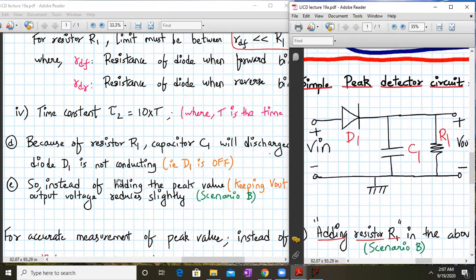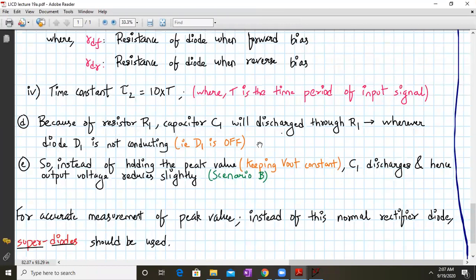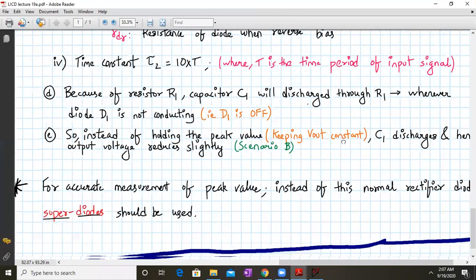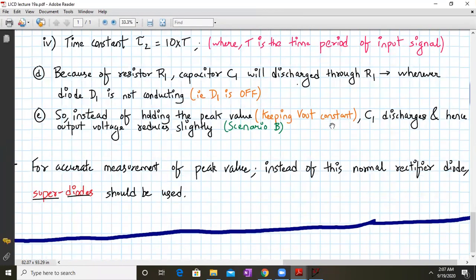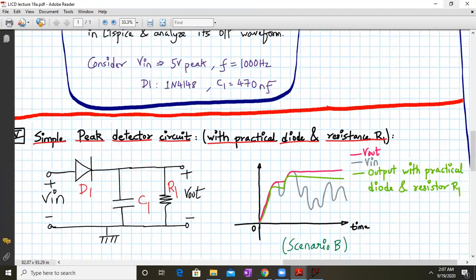So basically, whenever the diode is off, the capacitor C1 will discharge via the R1 resistor. Hence the discharging time constant is given by C1 into R1. Now, for accurate measurement of peak values, instead of this normal rectifier diode, we use a super diode. Now, what is a super diode? A super diode is basically an ideal diode whose cut-in voltage is zero. I think that's it for the theory part. Now we'll switch over to the LTSpice simulation and check this out.